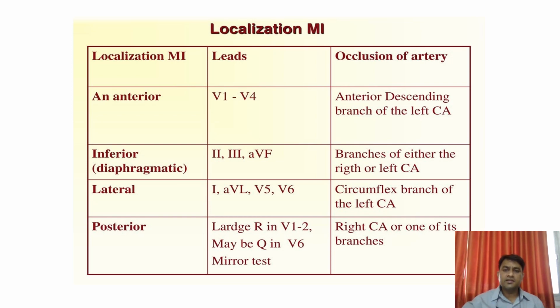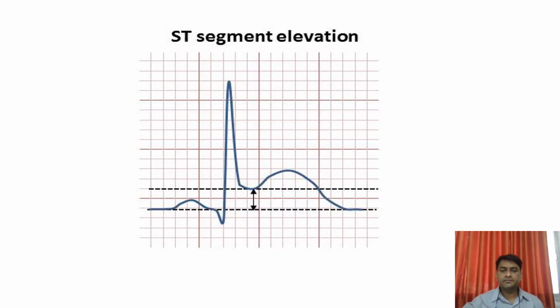So in anterior leads, if you find changes, there is occlusion of the anterior descending branch of the left coronary artery. If changes are in the inferior leads, branches of either the right or left coronary artery. If changes are in the lateral leads, the circumflex branch of the left coronary artery. Posterior, if changes, blockage in the right coronary or one of its branches.